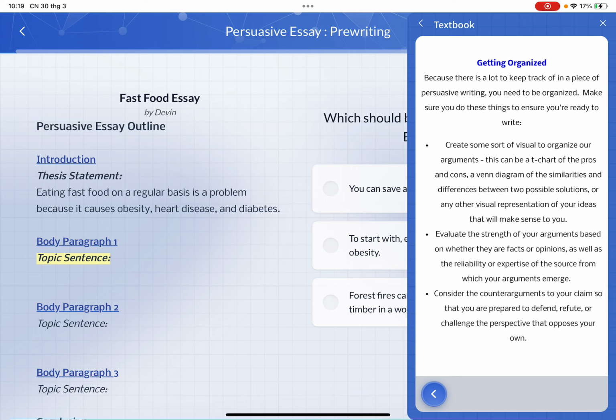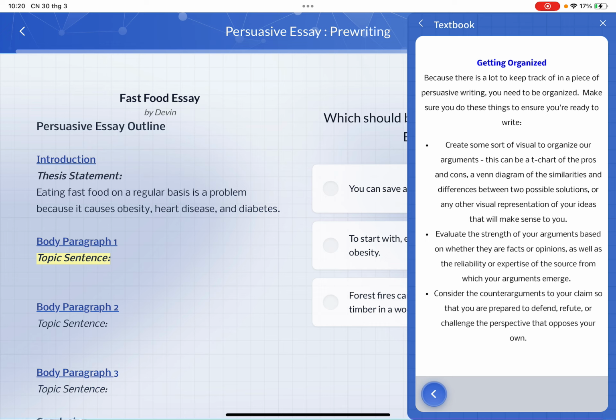Since there is a lot to keep track of in a piece of persuasive writing, you need to be organized. So you want to make sure you do these things to ensure that you're ready to write. First, create some sort of visual to organize your argument. This can be a T-chart of the pros and the cons, or a Venn diagram of the similarities and differences between two possible solutions, or any other visual representation of your ideas that will make sense to you.